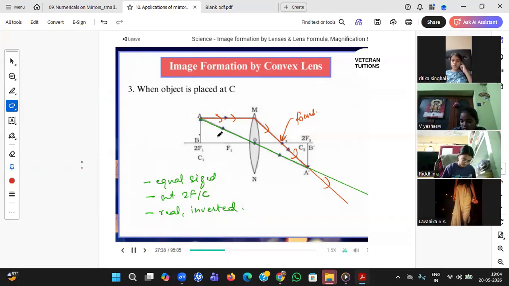Okay, and obviously the characteristics are equal sized, and you see real rays are actually intersecting. Real, inverted, or you can also see the object arrow is up, image arrow is down, and the location is exactly at C, or you can also say 2F.